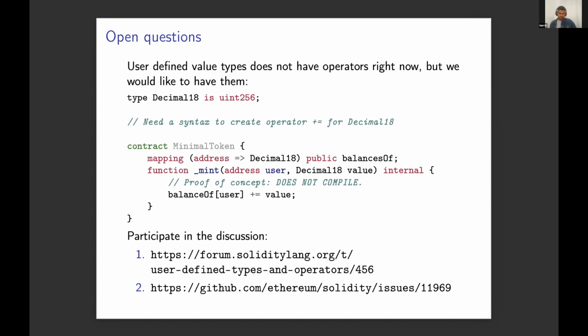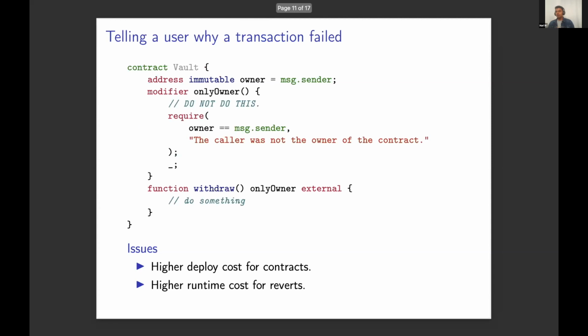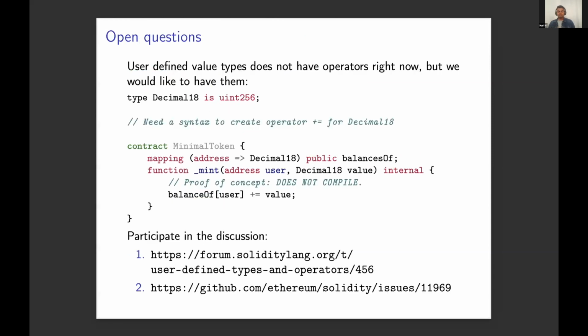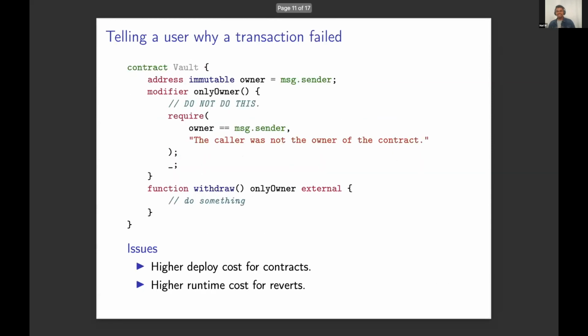Now that we have solved our first problem, let's forget about it and talk about a completely new problem. The new problem is also very simple. It is the following: how can we tell a user why a transaction failed?